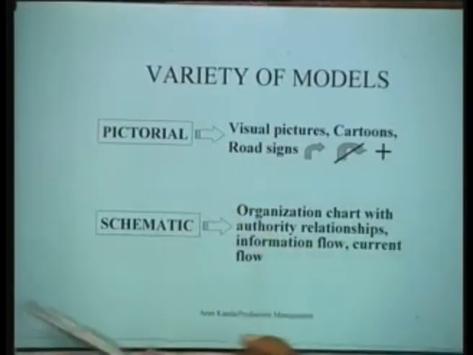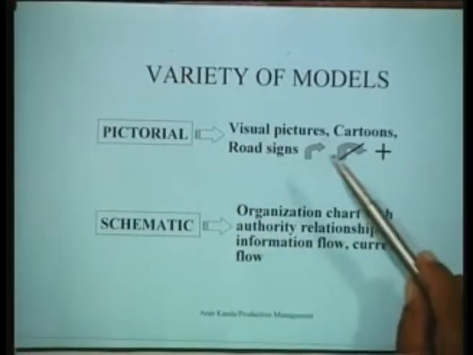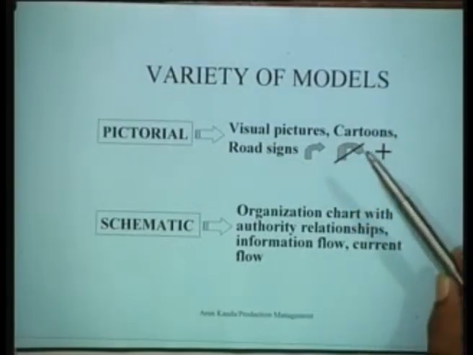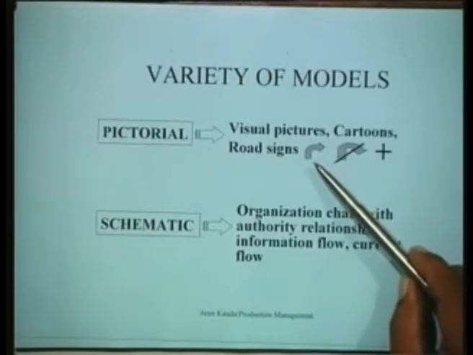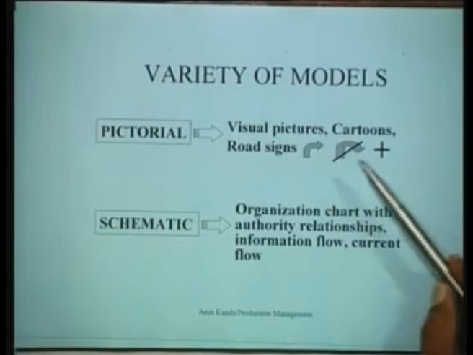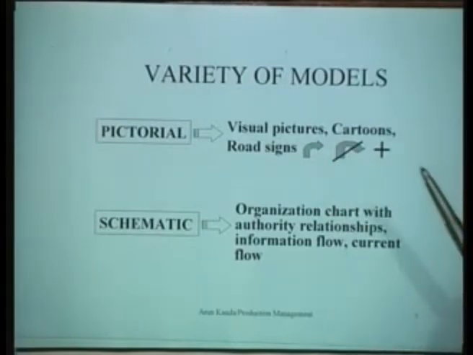The models could be pictorial. You can use visual pictures or cartoons or road signs. Road signs are also nothing but pictorial models which tell you that you can only turn right, or you cannot have a U-turn, or you have various other kinds of things. Those are examples of pictorial models.